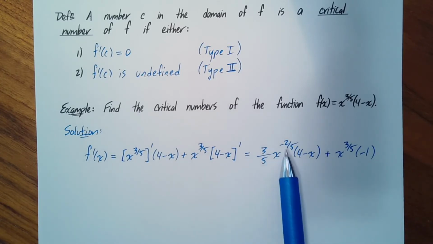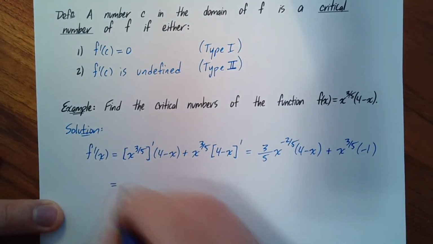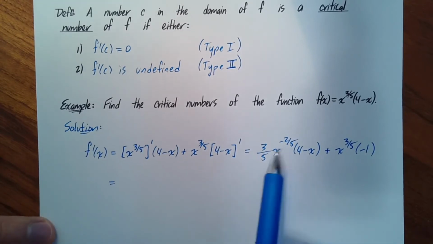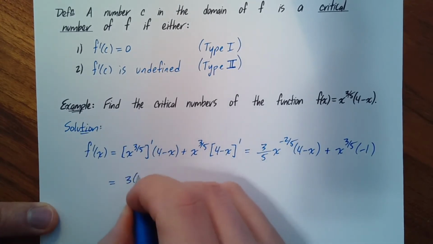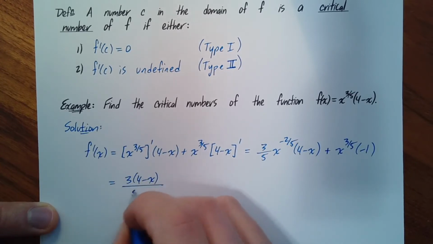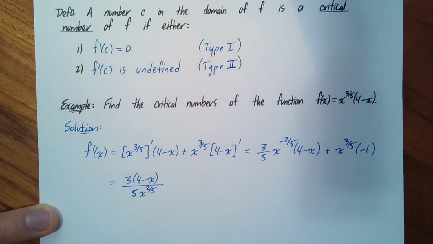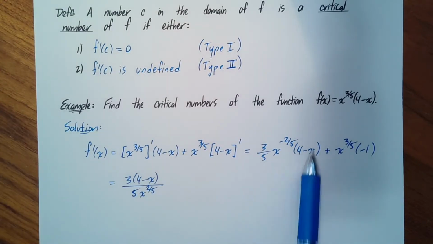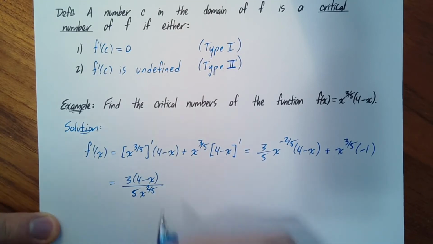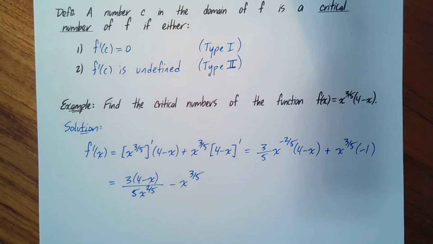So start right off the bat: make these negative exponents, write them as positive exponents in the denominator. Let's start with that. So the first step, after differentiating, we'll write this as 3 times 4 minus x over 5x to the 2/5. So that's what this first term looks like if you change this negative exponent to a positive exponent. And then the second term, we just have minus x to the 3/5.